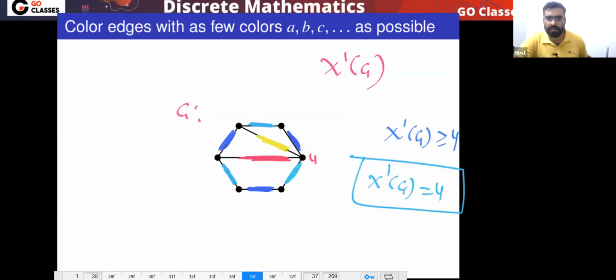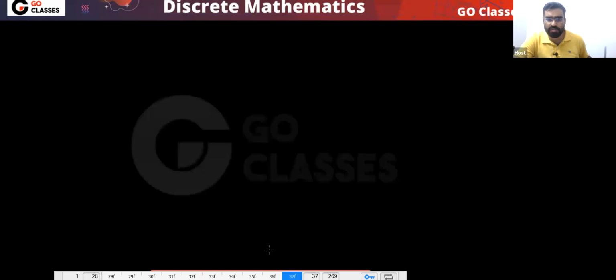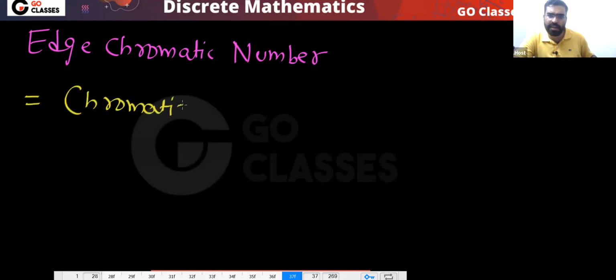Okay. Is this idea clear? So remember this edge chromatic number. Another name is chromatic index, not chromatic number, chromatic index. So if they ask you chromatic index, then they are asking edge chromatic number. Remember this part. The symbol is zeta dash.